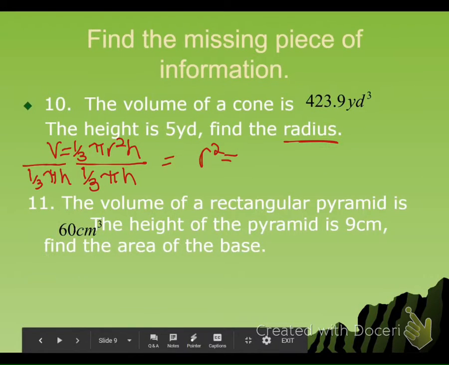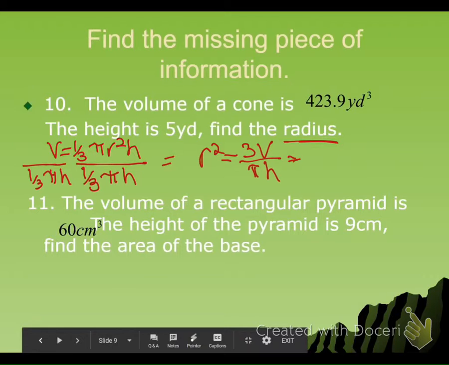When you're dividing by a fraction, the fraction flips. So it's the same thing as multiplying by 3/1. What is 3/1? Anything over 1 is just itself. So it's just multiplying by 3. So I end up here with 3 times my volume all over pi h.